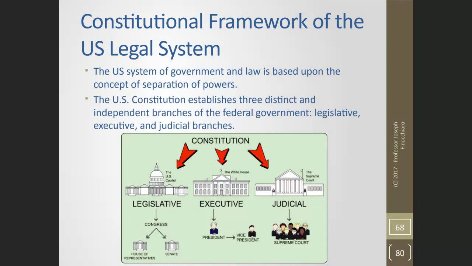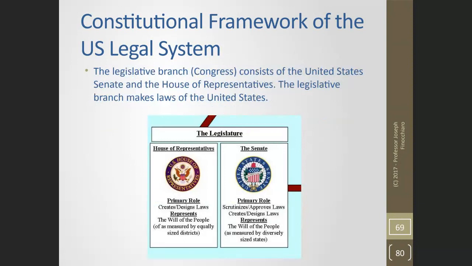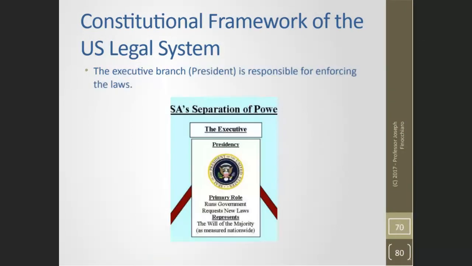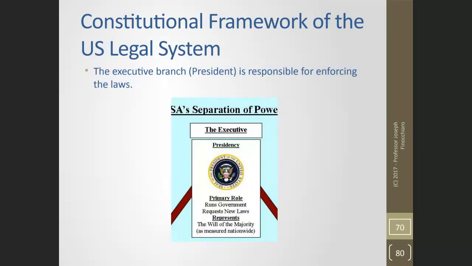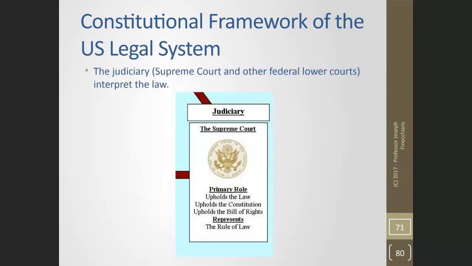The U.S. system of government and law is based upon the concept of separation of powers. The U.S. Constitution establishes three distinct and independent branches of the federal government: legislative, executive, and judicial. The legislative branch, or Congress, consists of the United States Senate and the House of Representatives. The legislative branch makes much of the laws of the United States. The executive branch, the President, is responsible for enforcing the law. And the Judiciary, the Supreme Court and other federal lower courts, interpret the law.